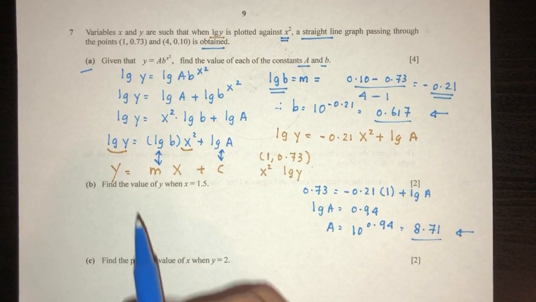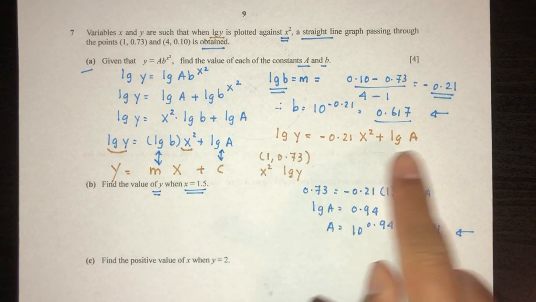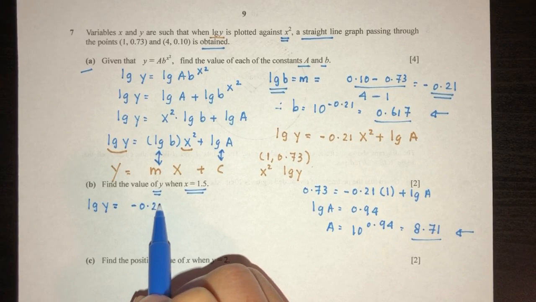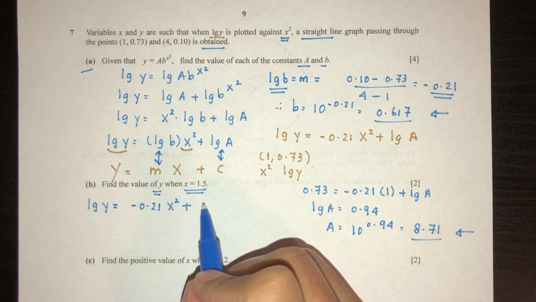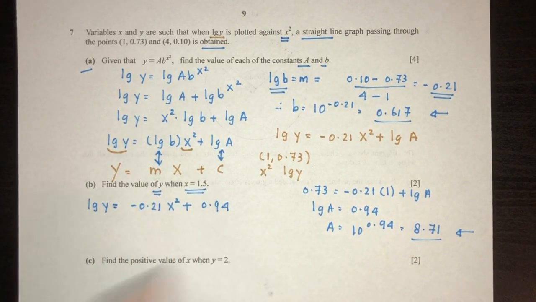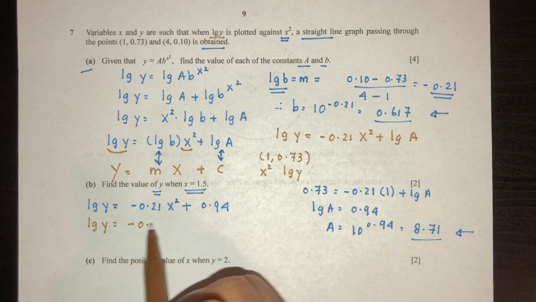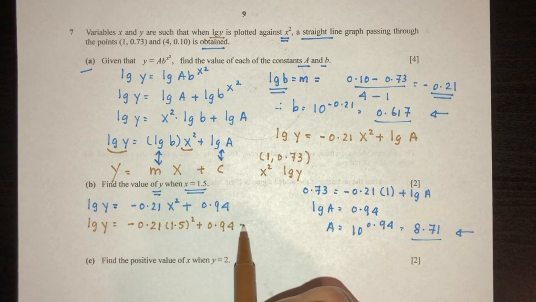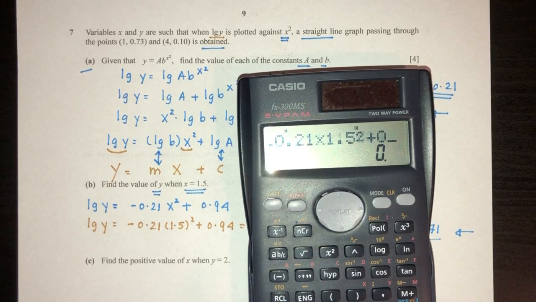Now part B, find the value of y when x is equal to 1.5. So now to find those values, we have to go back to our equation. We know that log of y is equal to minus 0.21 x squared plus log of a, which is equal to 0.94. Okay, that is our equation of straight line that we use to find those values. Now replace this x in your equation. So here we have log of y is equal to this times x squared plus 0.94. So minus 0.21 times 1.5 squared plus 0.94.